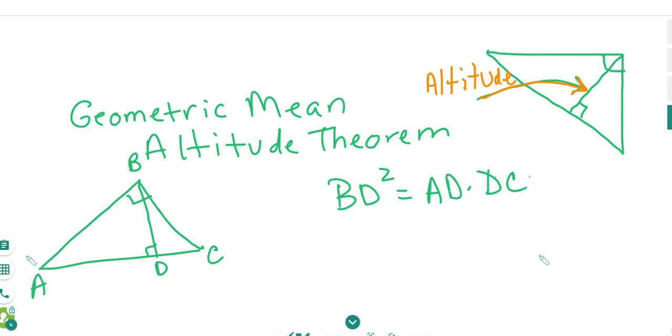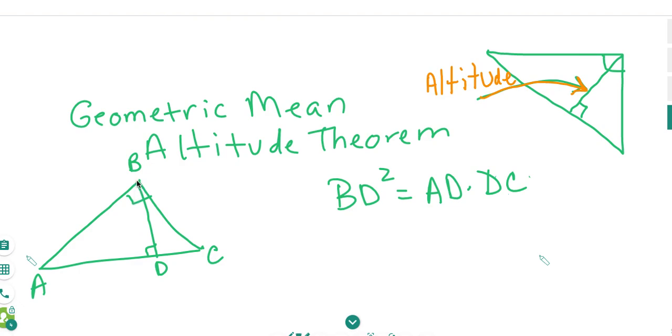We're going to work with the geometric mean altitude theorem and the geometric mean leg theorem. So let's start with the geometric mean altitude theorem. First of all, we need to remember what an altitude is. An altitude is a line that's drawn from the right angle to the hypotenuse, and it creates a right angle. That is your altitude.